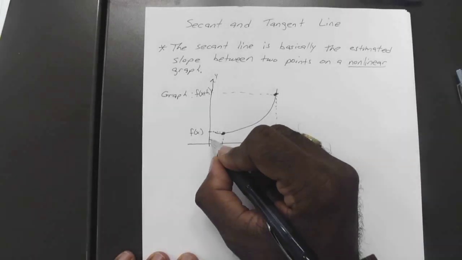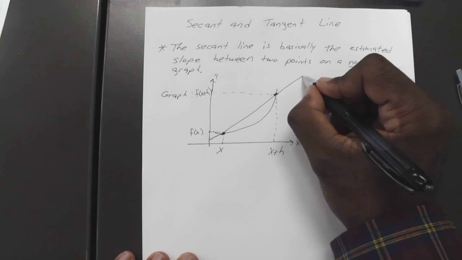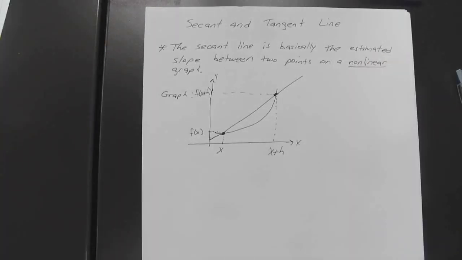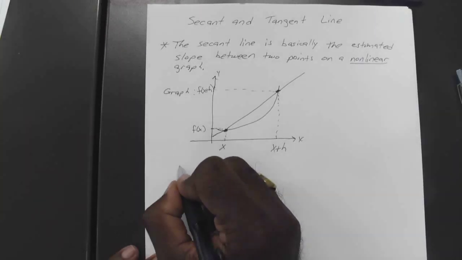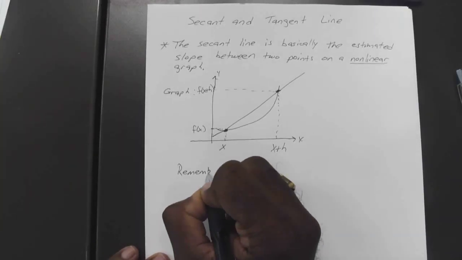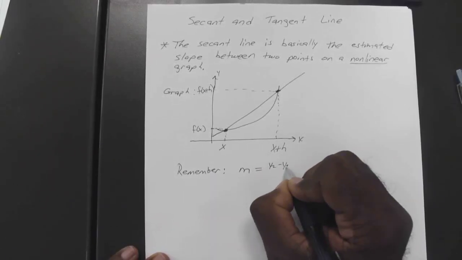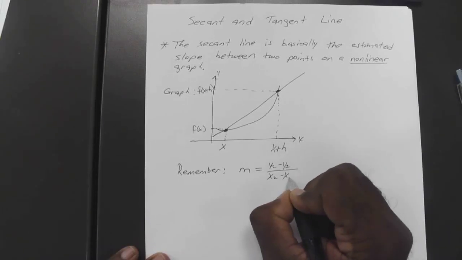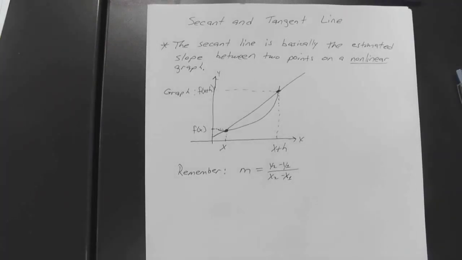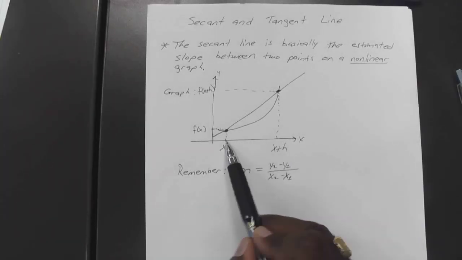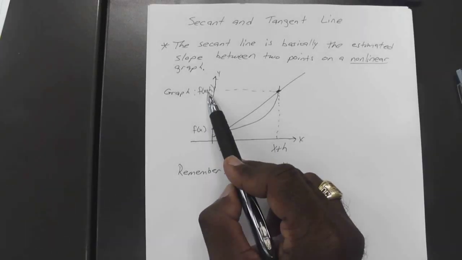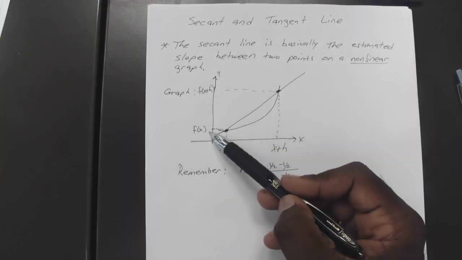Okay, so if we were to draw a line through those 2 points, because it's a straight line, we can actually use the old familiar find a slope formula, that the slope is equal to y2 minus y1 over x2 minus x1. Now in this case, your x2 and your x1 is x plus h and h, and your y2 and your y1 is f of x plus h minus f of x.